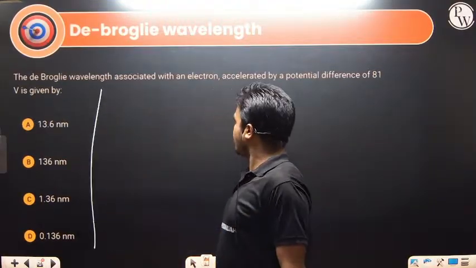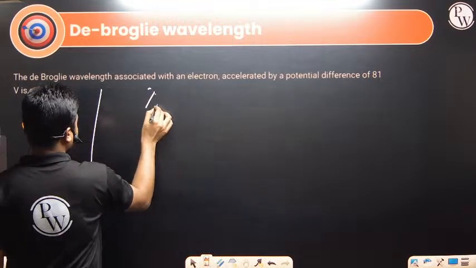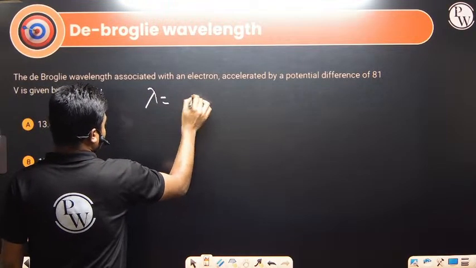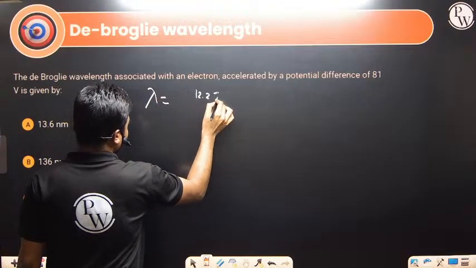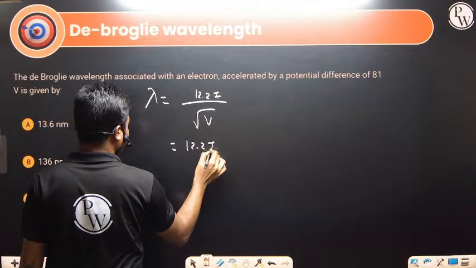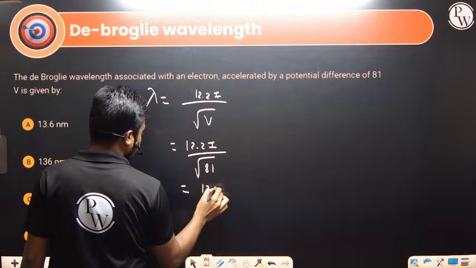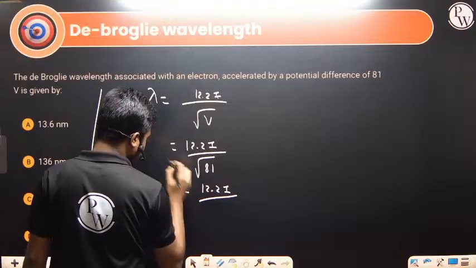The de Broglie wavelength associated with the electron accelerated by a potential difference of 81 volt is given by. So what is the de Broglie wavelength? Lambda is given by 12.27 divided by root of V. So this will be 12.27 divided by root of V. What is root of V? Root of 81. So 12.27 divided by 9.